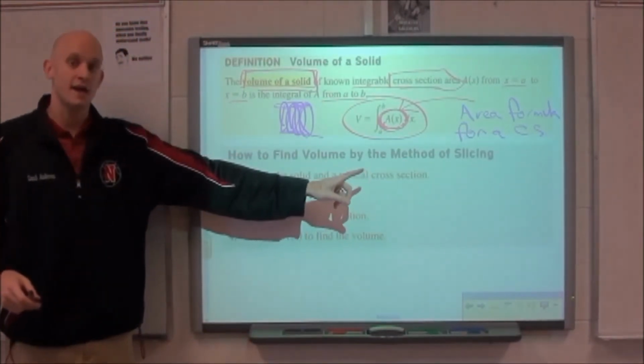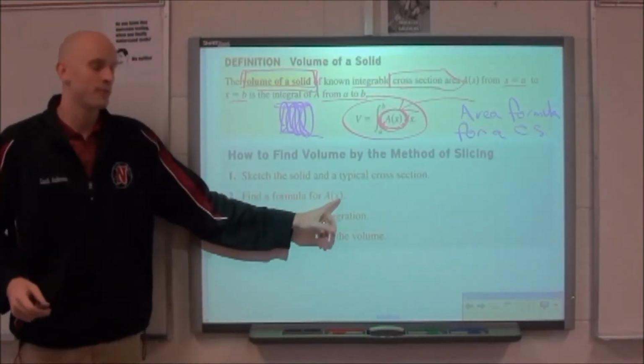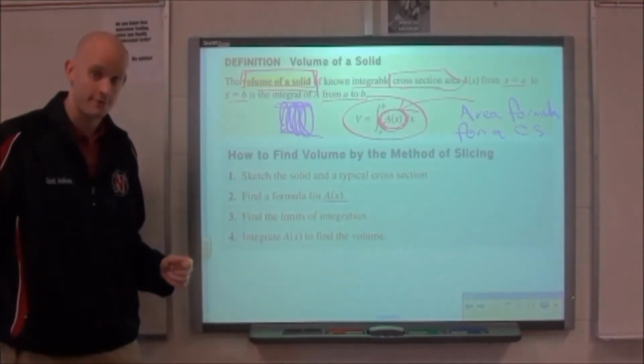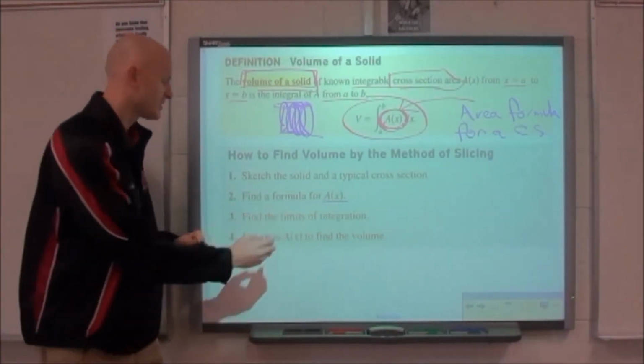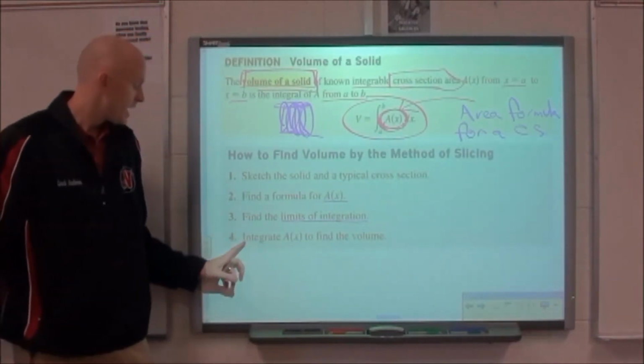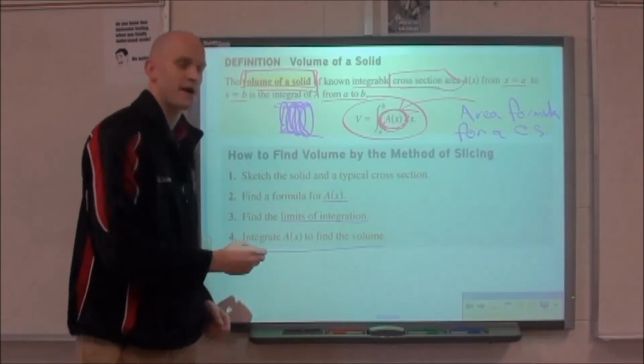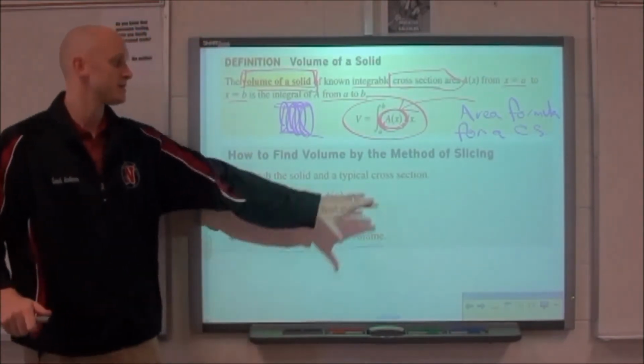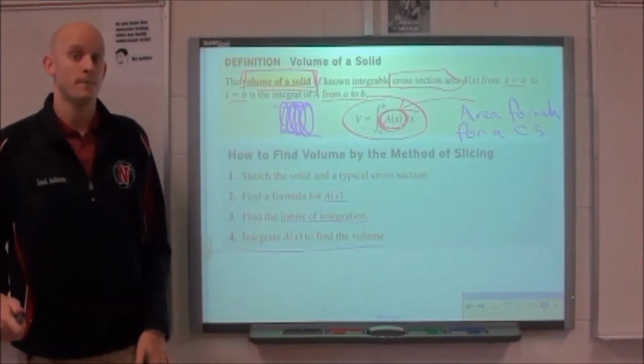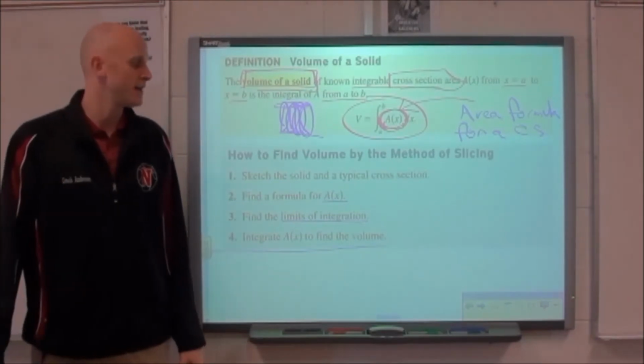Sketch the solid and a typical cross-section. Find the formula for the area of the cross-section. Find the limits of integration, upper and lower. And integrate A(x) to find the volume. That is basically using the fundamental theorem of calculus to find the actual volume. Let's go ahead and take a look at an example.